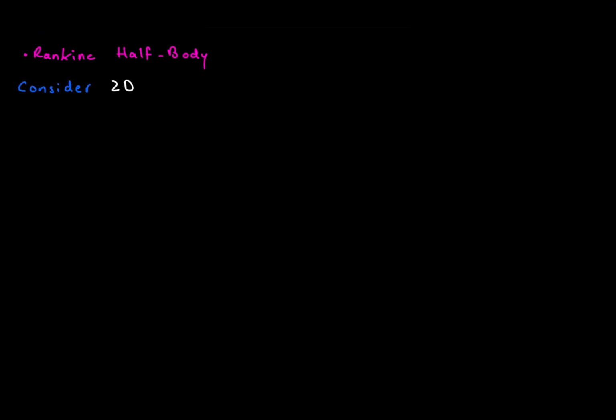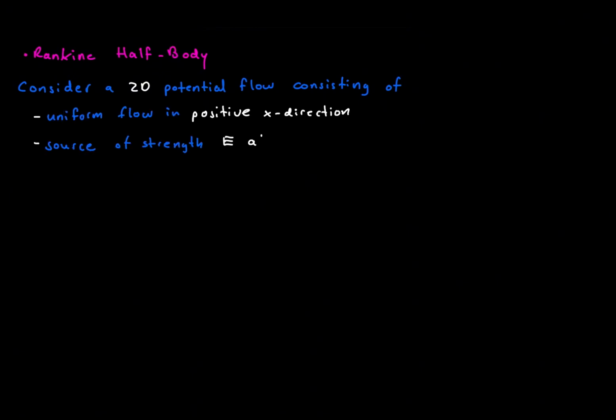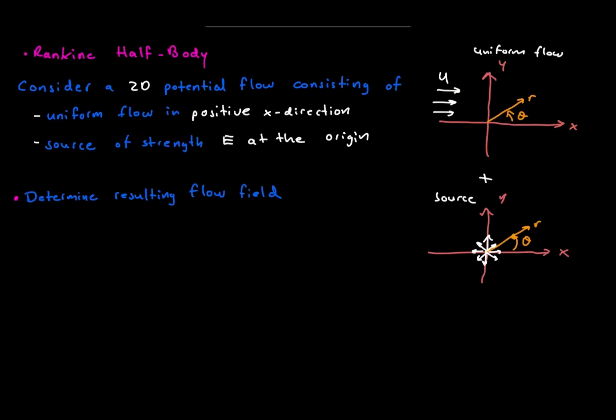We consider a two-dimensional potential flow consisting of a uniform flow in the positive x direction and a source of strength E at the origin. From the previous video, we already know the complex potential of the uniform flow. Because Laplace's equation is linear, we can superpose both flows. Now, we extract the velocity potential and the stream function. Since f of z equals phi plus i psi, we simply add the real parts and the imaginary parts.